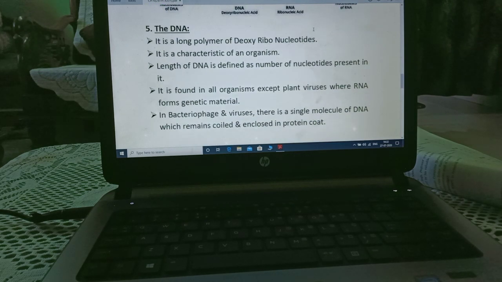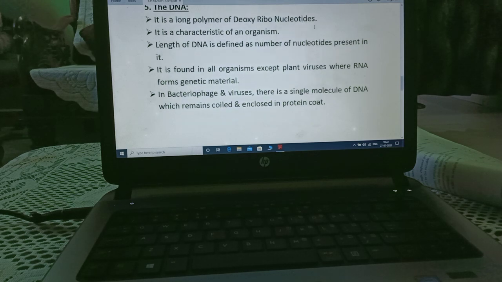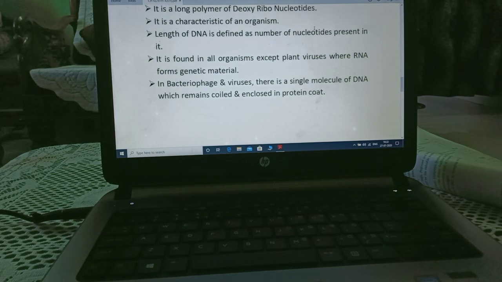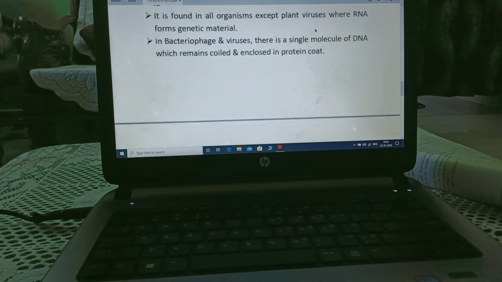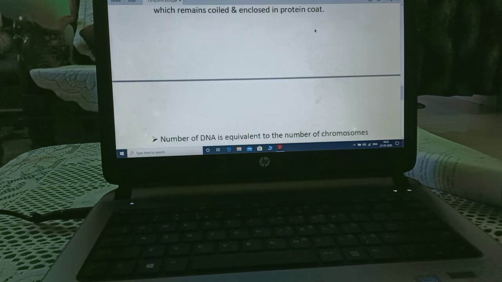Now DNA is a long polymer of deoxyribonucleotides. It is a characteristic of an organism. The length of DNA is defined as the number of nucleotides present in it. It is found in all organisms except plant viruses, whereas RNA forms the genetic material there. In bacteriophage and virus, there is a single molecule of DNA which remains coiled and enclosed in the protein coat.